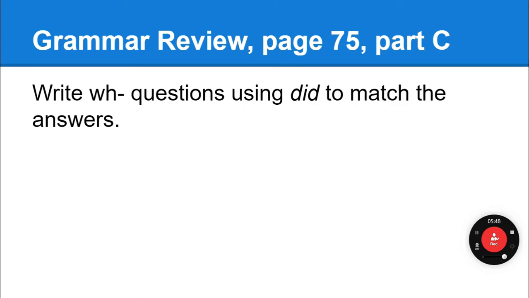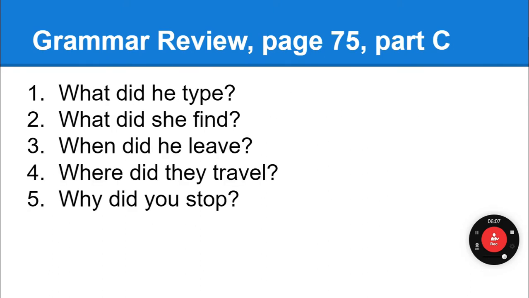Grammar review, page 75, part C. Write WH questions using did to match the answers. Okay. So for he typed a letter, what did he do? He typed a letter. So what did he type? He typed a letter. Listen and repeat. And write down the correct answer. What did he type? He typed a letter.